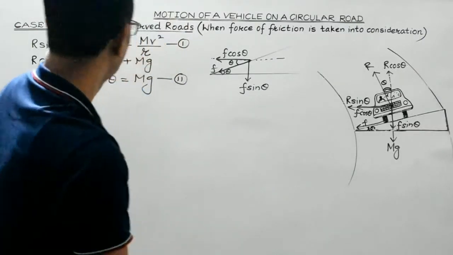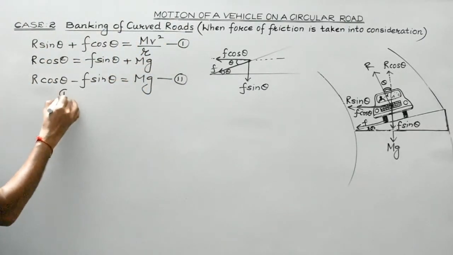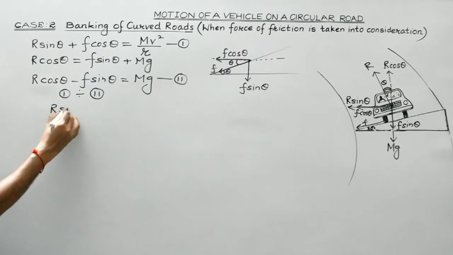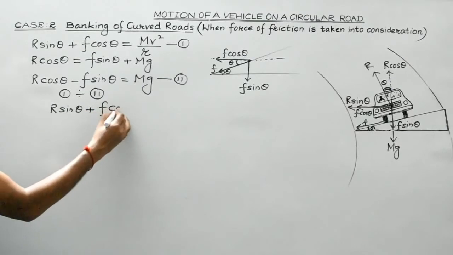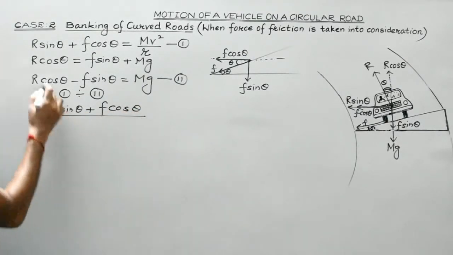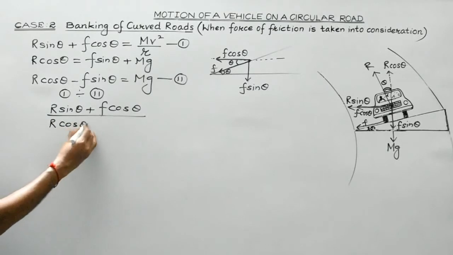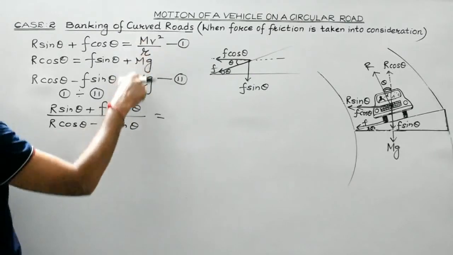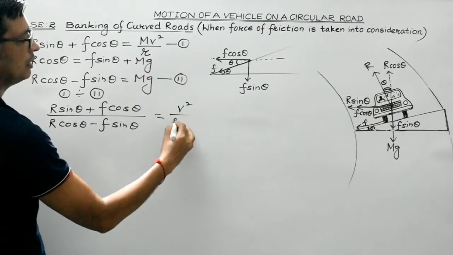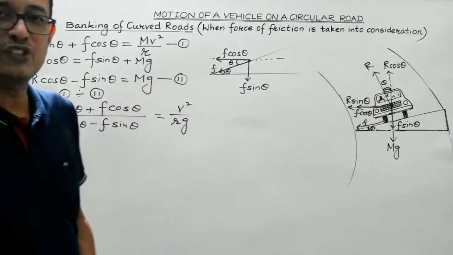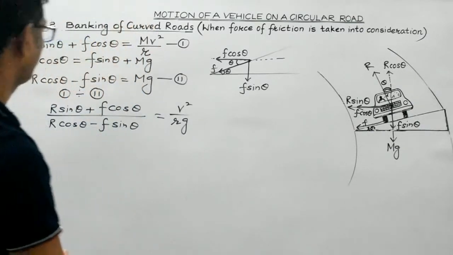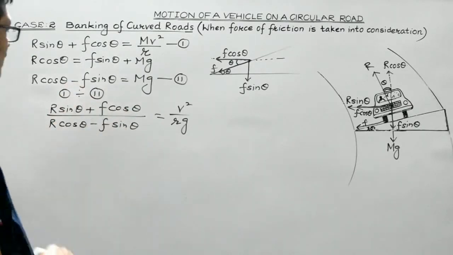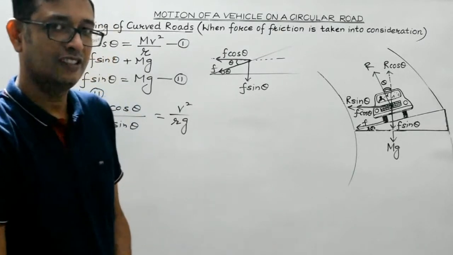Right? Now what to do is, let us divide these two, first divided by second. On the left hand side, what we get is R sin theta plus f cos theta divided by R cos theta minus f sin theta, and on the right hand side m will get cancelled, so we'll be left with v square by rg. Isn't it, students? Now let us divide throughout the numerator and denominator of the left hand side by R cos theta, right?